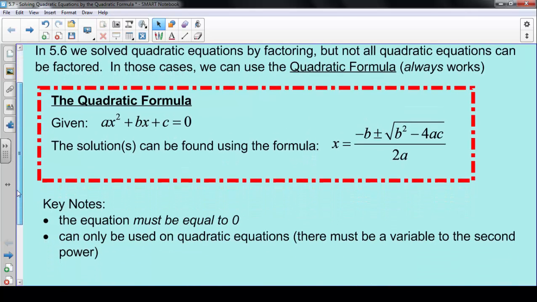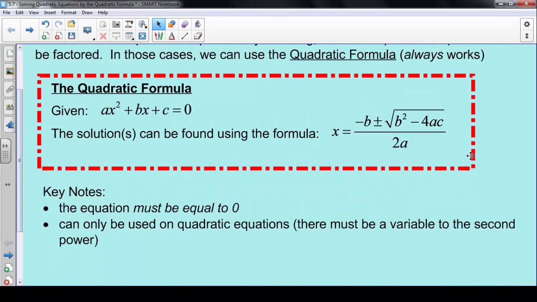So some key things here. I know this looks complicated, but trust me, after using it several times, this will be in your brain. If you need help memorizing it, there are plenty of songs on YouTube. Just go on YouTube and search quadratic formula. A bunch of stuff will come up, and that can help you remember it as well.